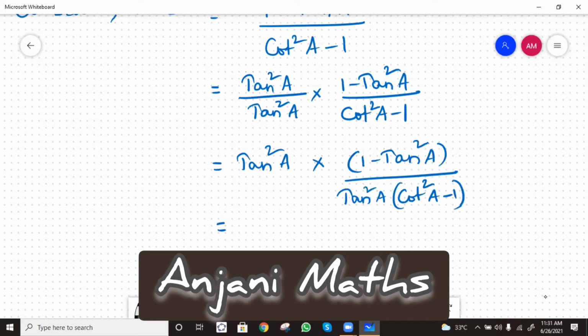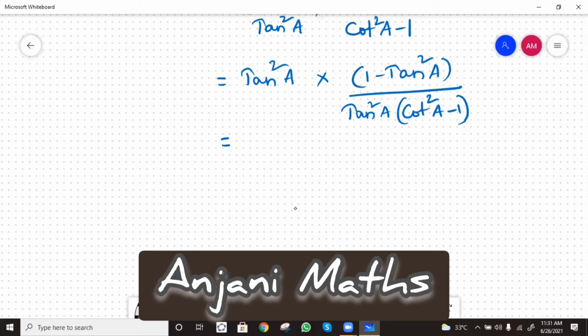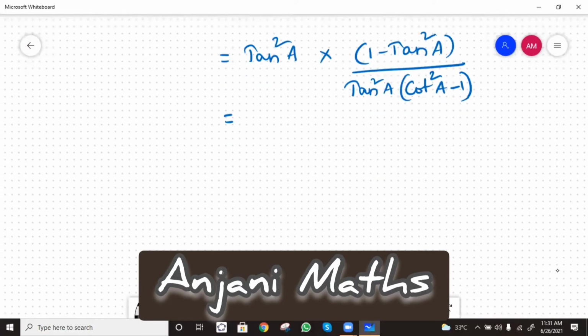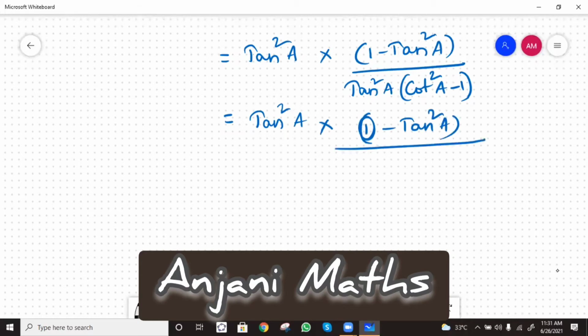Let us simplify the denominator. Multiply tan square A with cot square A minus 1. So we get tan square A into 1 minus tan square A by tan square A into cot square A. It's nothing but 1, isn't it? Tan A into cot A is 1. So tan square A into cot square A is 1 whole square. So it is 1 minus, cot square A into tan square A is 1. We have minus here. Tan square A into 1 is tan square A.